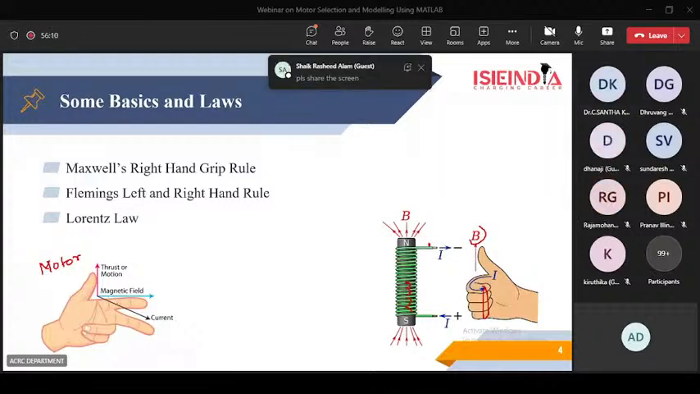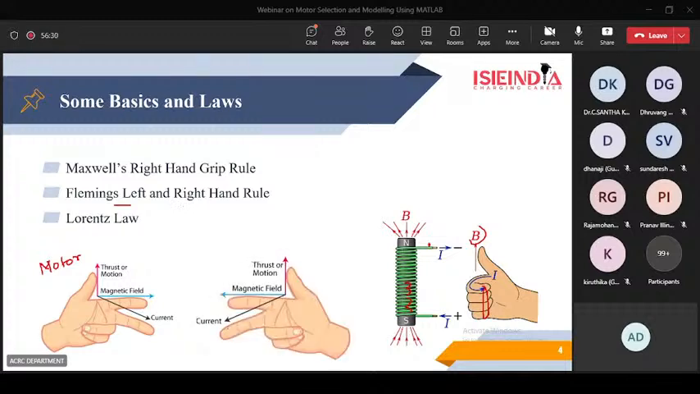According to the direction of the flow of the magnetic field as well as the current, we get the motion, like in which direction the rotor will start rotating. This is defined by Fleming's left hand rule. Then, when we talk about the right hand rule, it is especially for generators. So Fleming's right hand rule is for the generator.